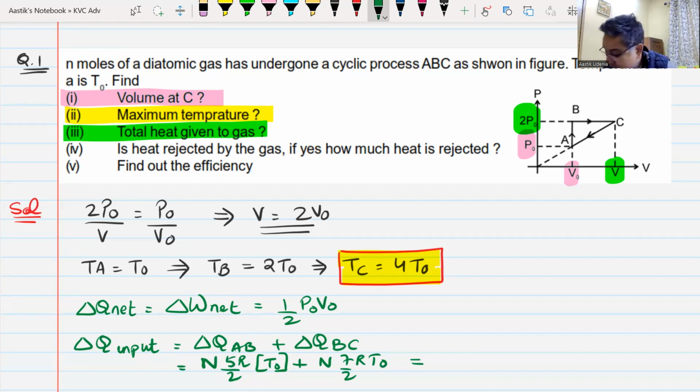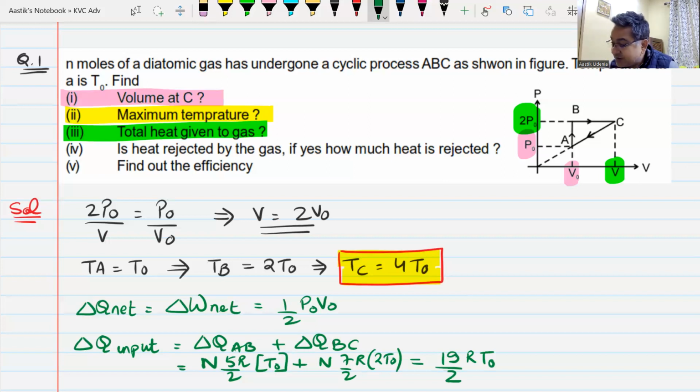Huh? Sir, from B to C it is 2 T naught, no sir. Temperature change. Oh, sorry. Yes. It is 2 T naught. Sorry. I made a mistake. So how much is it coming? 19/2. Yes or no? Yes, sir. That is the heat injected.